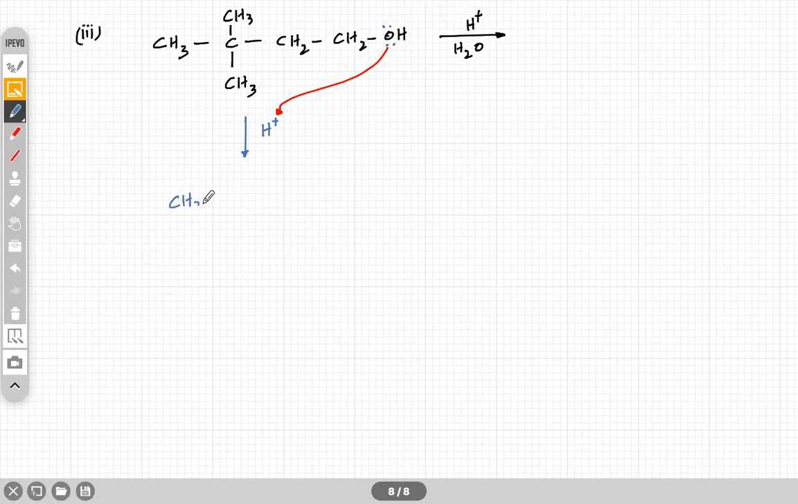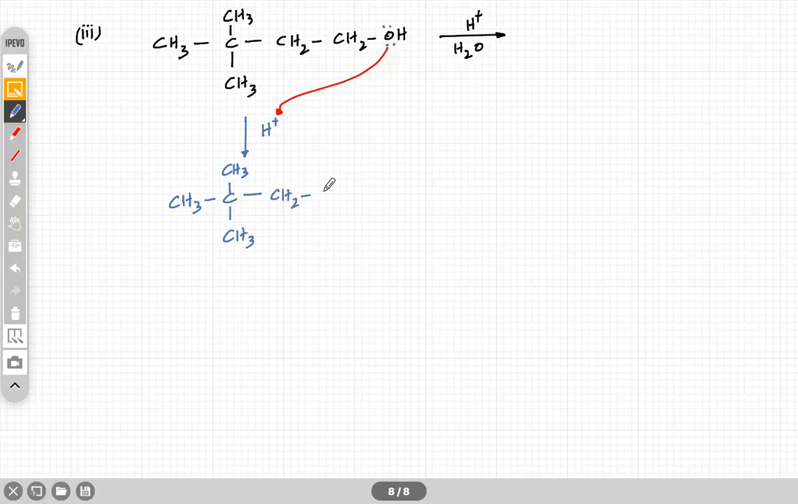That is CH3, CH3 on the top, CH3 on the bottom, CH2, CH2 positive charge on it. Okay, plus H2O.